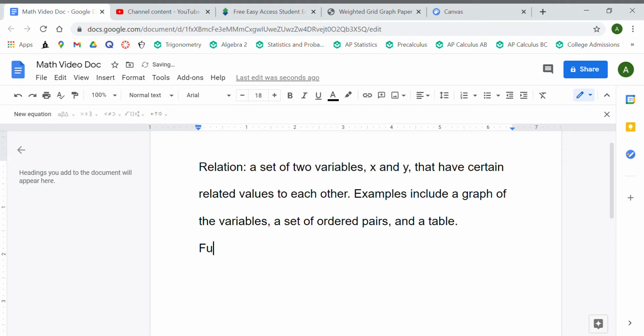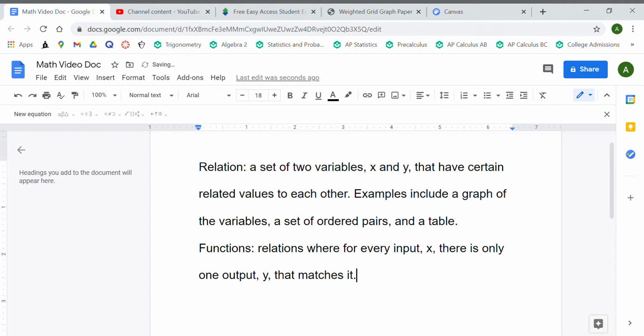But what exactly are functions? Functions are relations where for every input x, there is only one output y. Pretty interesting. So for every input, there is only one output that matches it. So based on these, let's see if you can try to identify some of them.